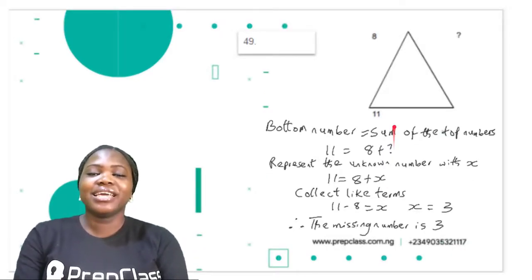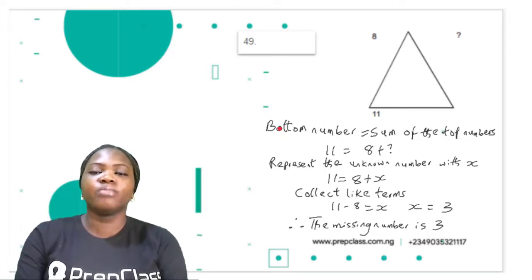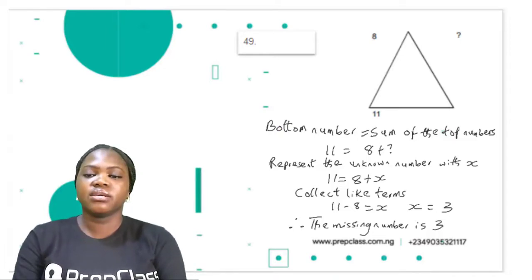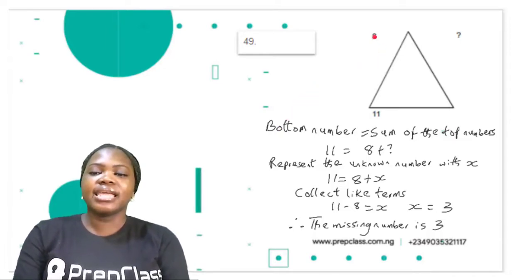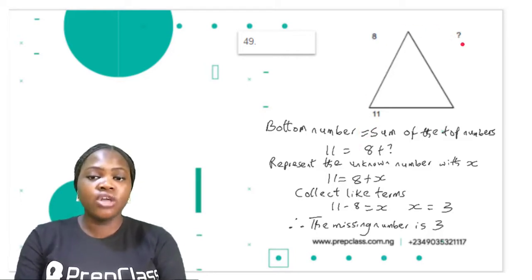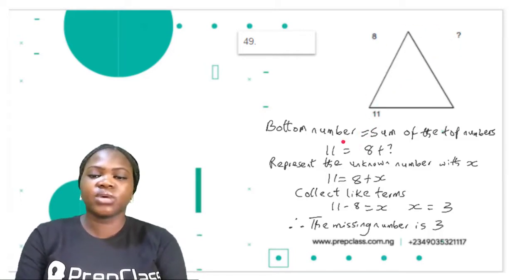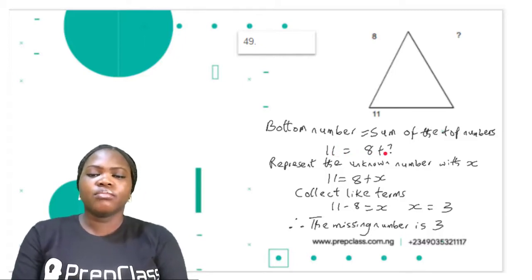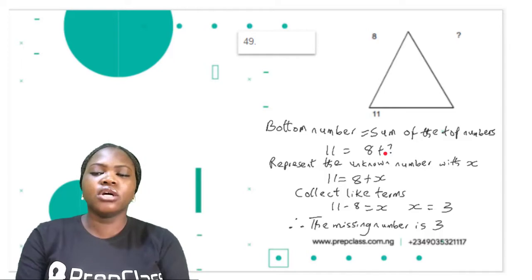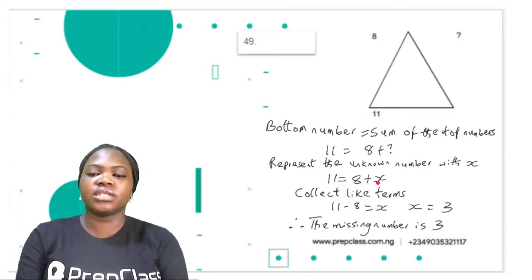Okay, let's do this. From the sample, we were able to say that the bottom number can be obtained by finding the sum of the top numbers. That is, 11 would be equal to 8 plus the unknown top number. So that is what is here: 11 equals 8 plus unknown. But let us represent the unknown number with X. So we have 11 equals 8 plus X.